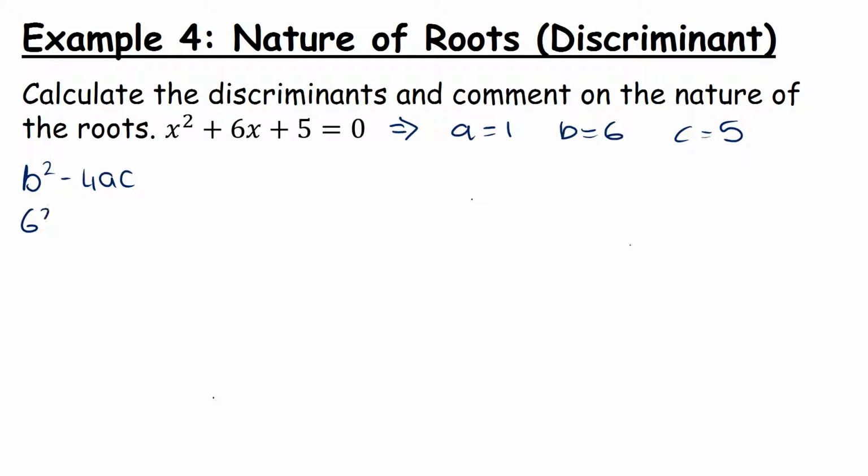So we have 6 squared minus 4 by a, which is 1, and c, which is 5. So 6 squared is 36, minus 4 by 1 is minus 4, and minus 4 by 5 is minus 20. So this cleans up as being 16, which is greater than 0.